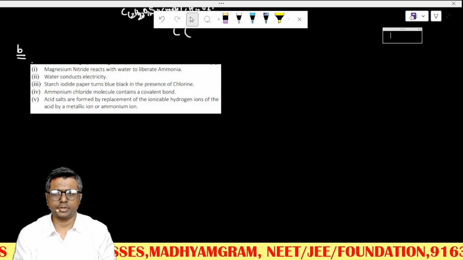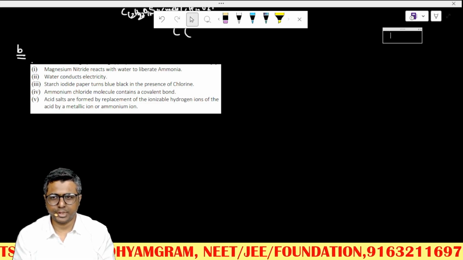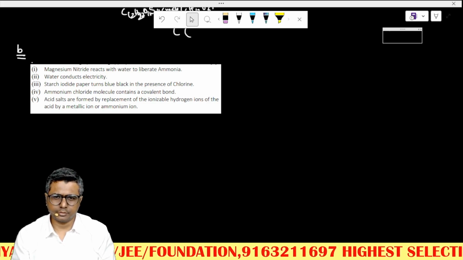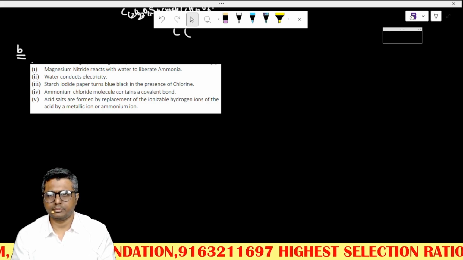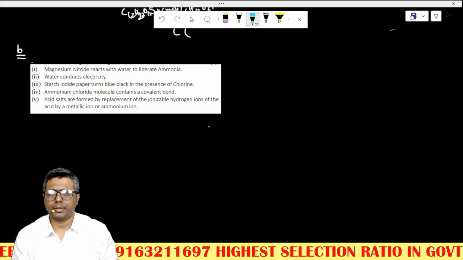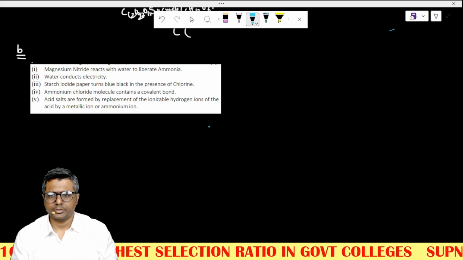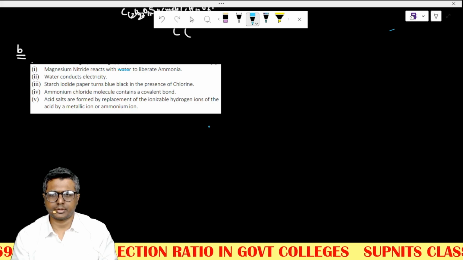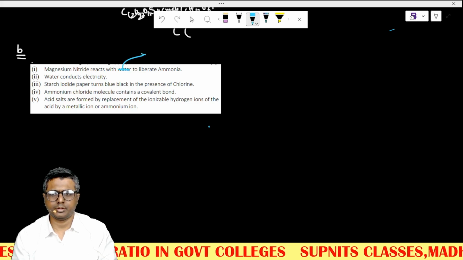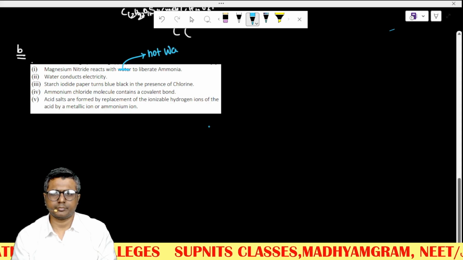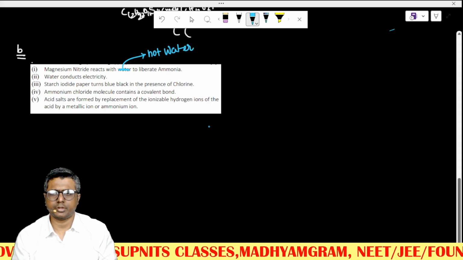After the MCQ section, now we come to the other parts of the questions, which are also very easy. So the first one we have taken here: magnesium nitride reacts with water to liberate ammonia. What is wrong over here? This is not correct. This will be hot water.